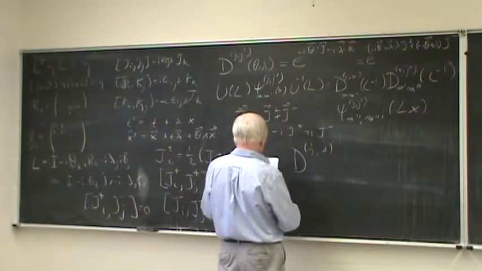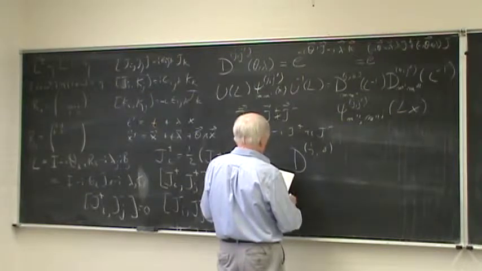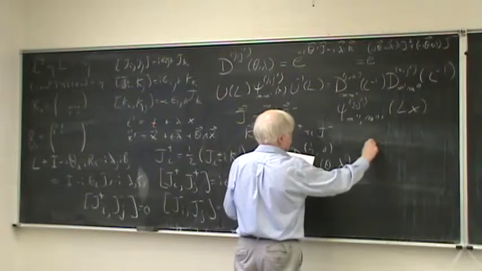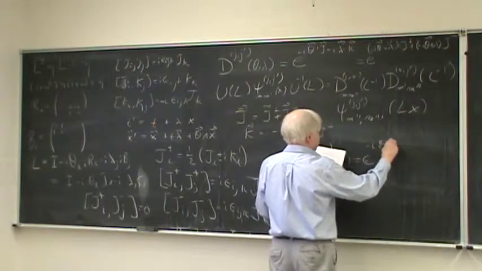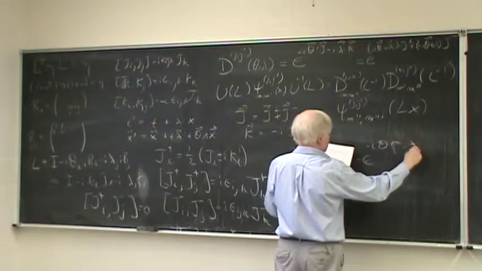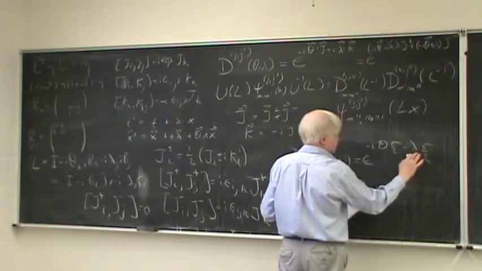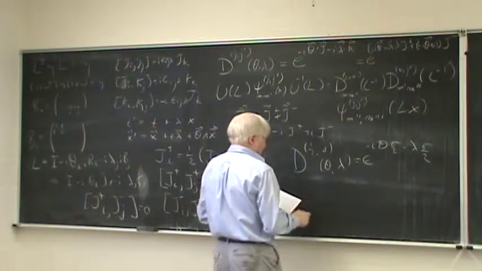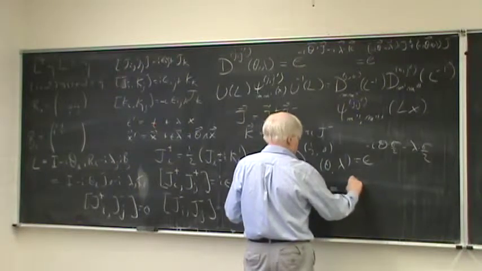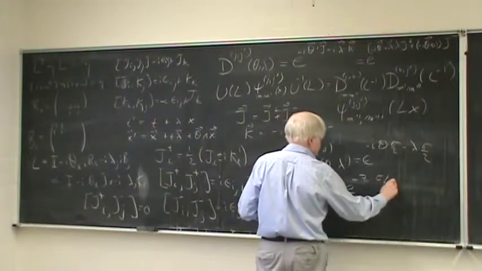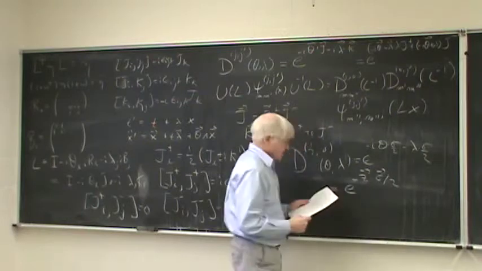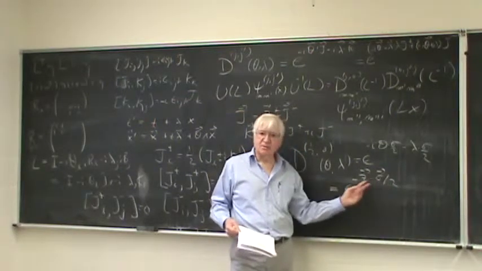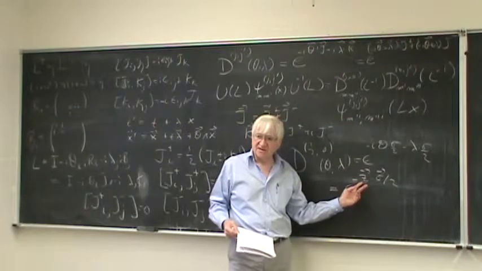Here, what I have is D(theta, lambda) is e to the minus i theta dot sigma over 2 minus lambda dot sigma over 2. This is the boost part, this is the rotation part. And you can rewrite this simply as, just sort of generically, e to the minus z dot sigma over 2, where z is a triplet of complex numbers.